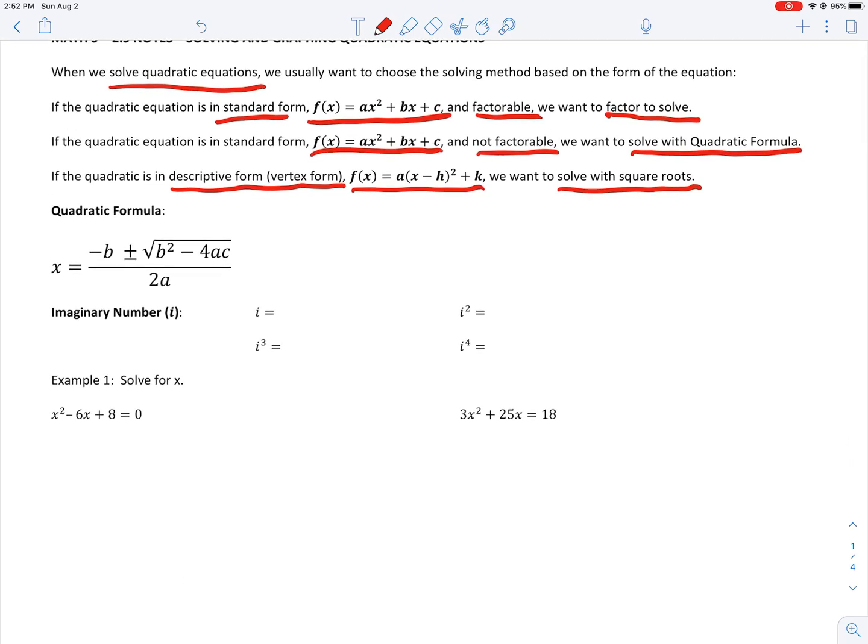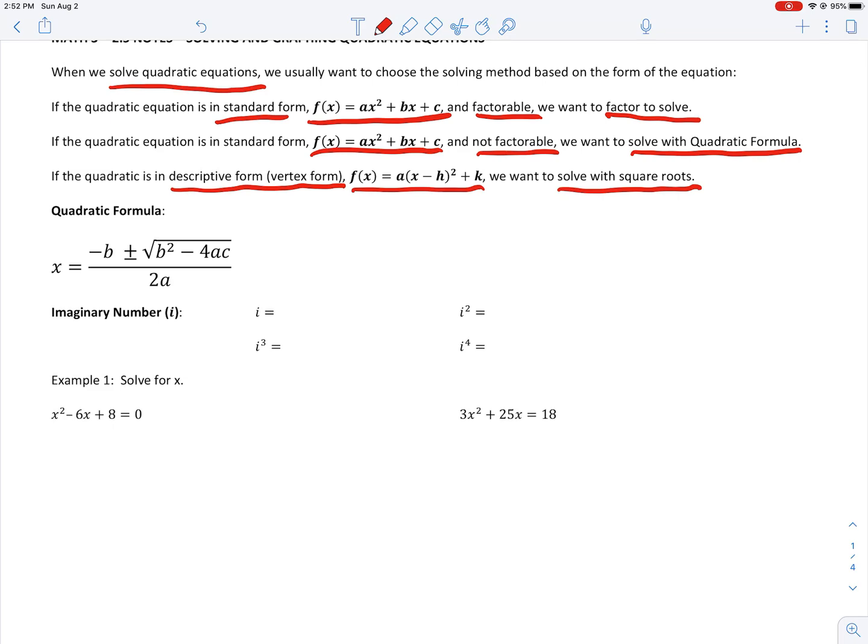Now the quadratic formula: negative b plus or minus the square root of b squared minus 4ac, all over 2a. So this will give you the values that make your solution equal to 0 for any quadratic, as long as you have it in standard form, and as long as you know what a is, b is, and c is.